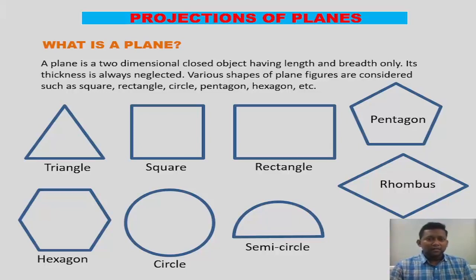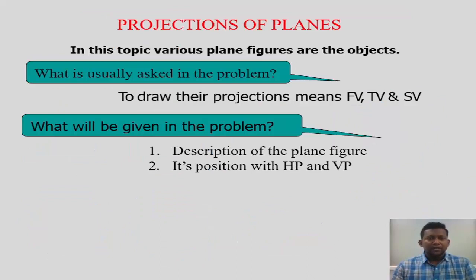To understand the concept of projection of planes, or in other words, in what way the planes are put with respect to the horizontal plane and vertical plane, and where we can see the true shape of that particular plane, all that we are going to see. These are some examples of the planes. And in projection of planes, what are we going to do?